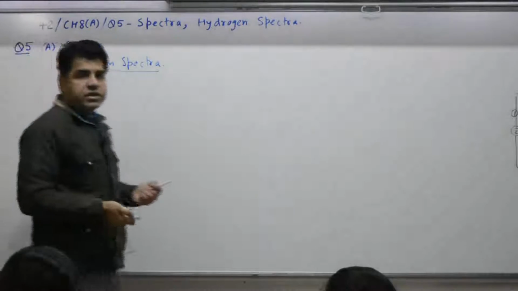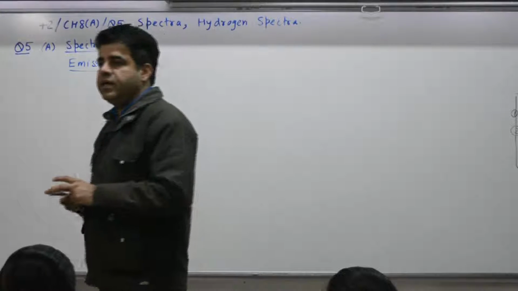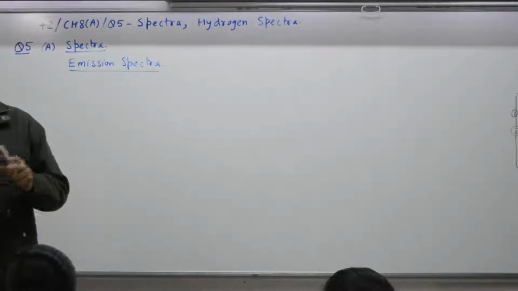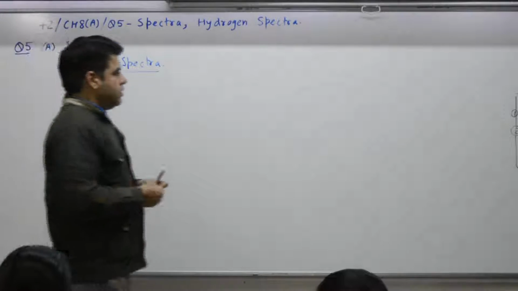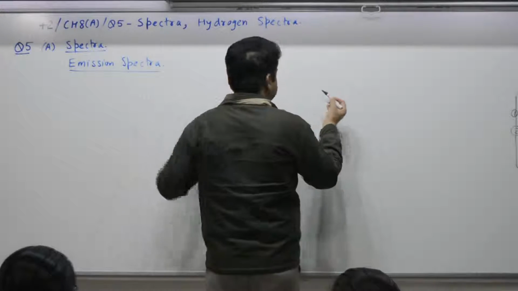Question number 5 deals with the spectra, A part. What type of spectra? Emission spectra and absorption spectra. B part deals with what? Yes, spectra of hydrogen. First part, emission spectra.